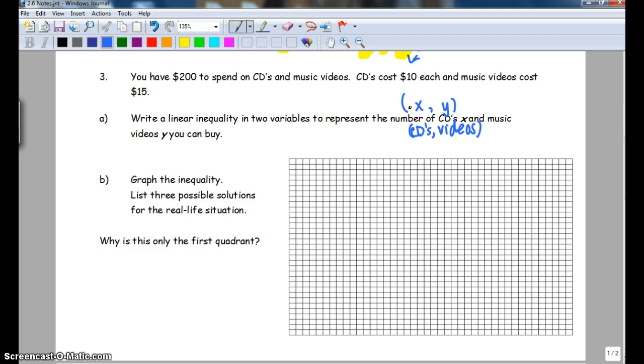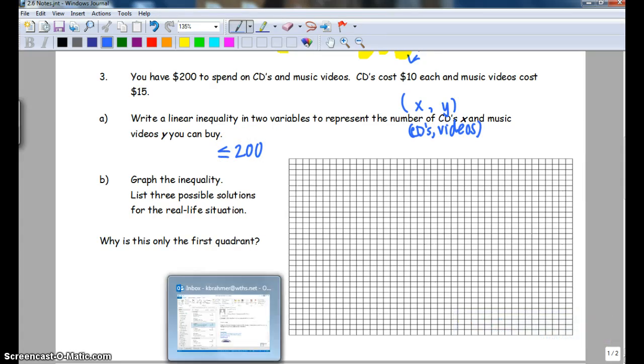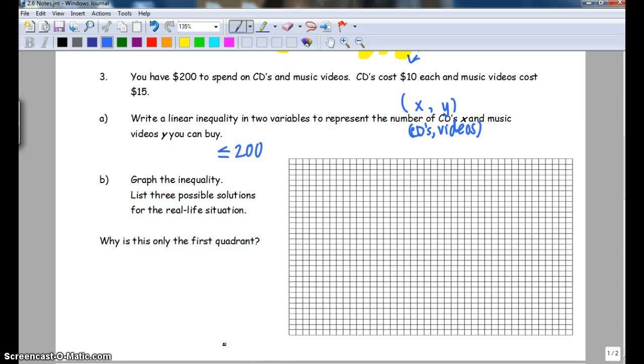Alright, so think about this. If you have $200 to spend, that means you can spend $200, or technically you could spend less than $200. So you need to have a less than or equal to sign. And then the rest of this is something that you have seen before. We have CDs are X and they are $10 each, and music videos are Y and they are $15 each. And there's your inequality. So let's graph this and then we'll find those possible solutions.